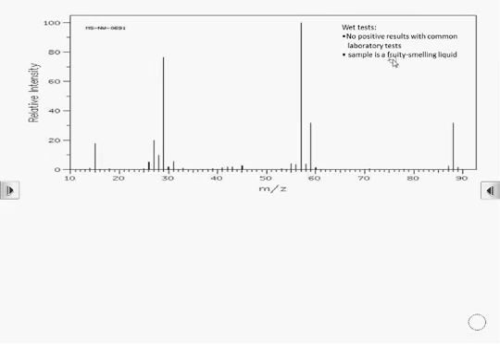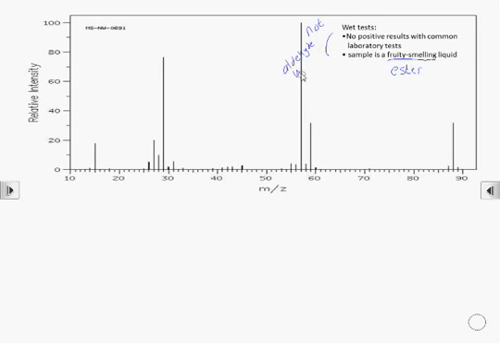Here we're interpreting a mass spectrum. Start with what we know already about the molecule. Being a fruity smelling liquid rather suggests an ester, and the lack of a result with Brady's reagent or Tollens' reagent rather suggests that this is not an aldehyde or a ketone.